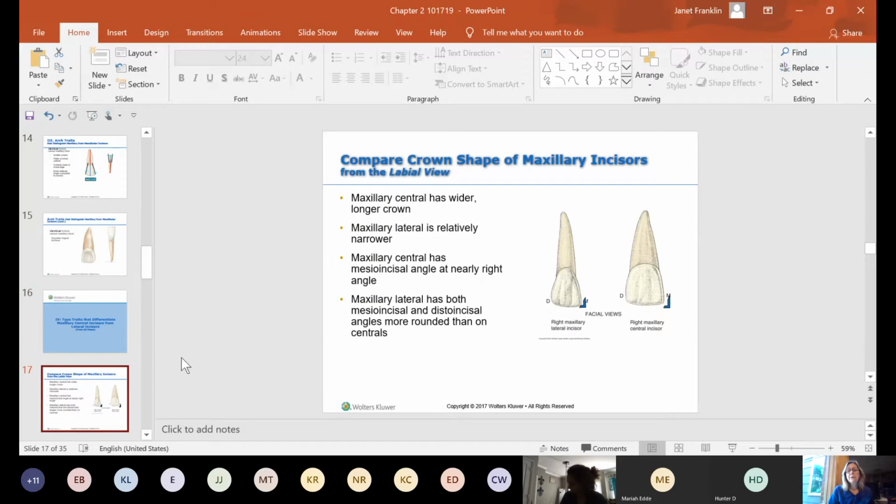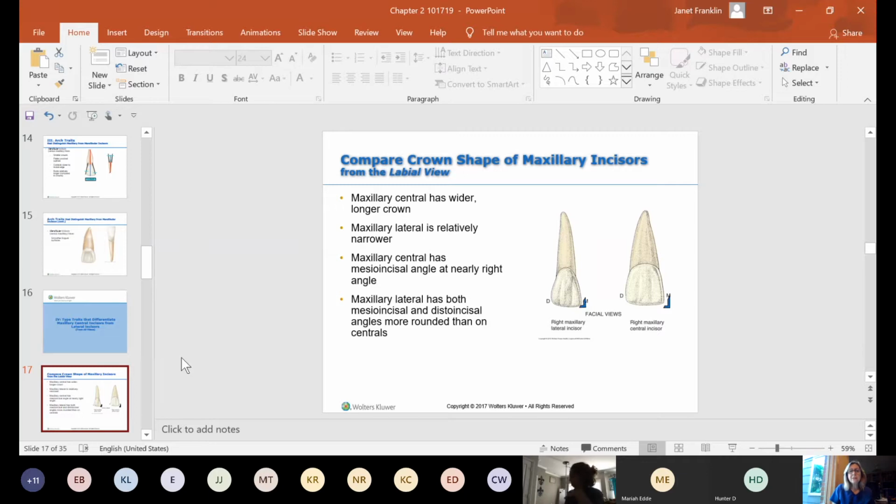So now we're going to compare the crown shape of the two maxillary incisors. You've got maxillary centrals and you've got maxillary laterals, and we're going to compare the maxillary centrals to the maxillary laterals. Your maxillary central incisor has a wider, longer crown. If you look at your own teeth and you smile, your maxillary central incisors are bigger crowns than your maxillary lateral incisors. Your maxillary lateral incisor is relatively narrower. So there's kind of a big difference between the sizes of the crowns.